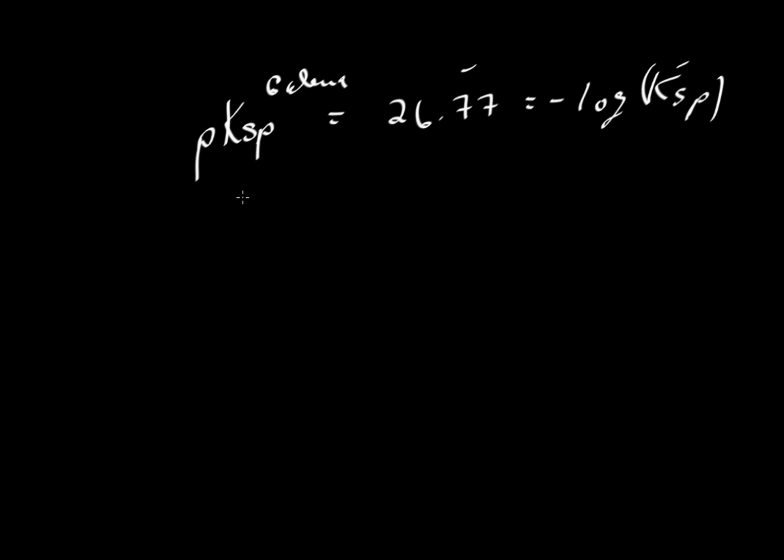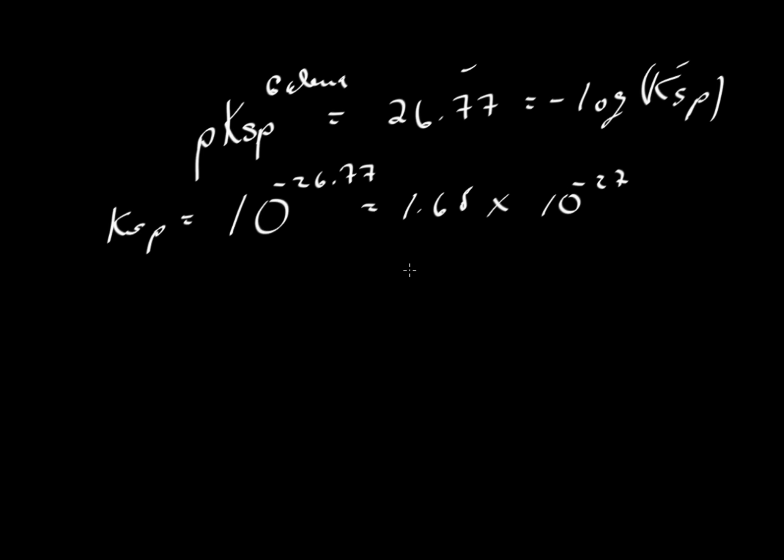So if we want to recover the KSP, we'd take 10 to the minus 26.77. This will give us the KSP value, and that is equal to 1.68 times 10 to the minus 27. So for that equilibrium that we drew earlier, where we have galena, lead sulfide, dissolving into sulfur plus lead ions, you can see that the amount of sulfur and lead that we're going to get out of this is going to be a very, very small number.